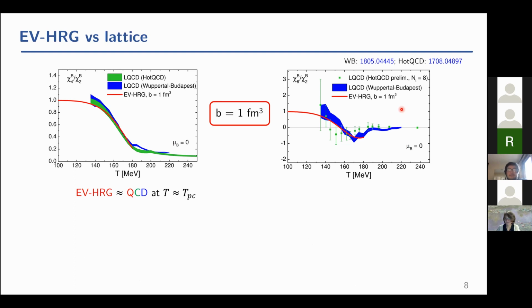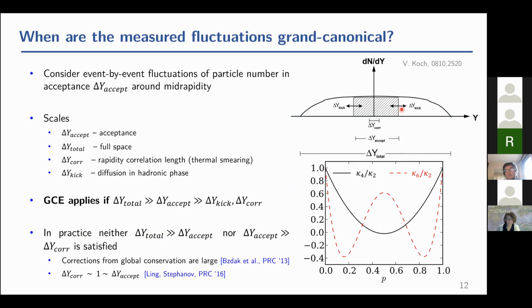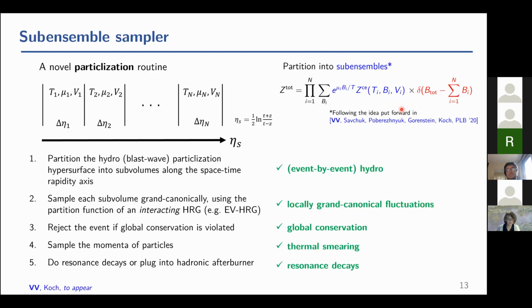I don't see other hands. But Vladimir, I still have a question for you. Could you please go to slide number 13? Yes, this one. It's related to your practical routine for particlization, the picture which illustrates how you make the granularity. But what is the size of your cell? What is the criterion for how you should discretize your space?